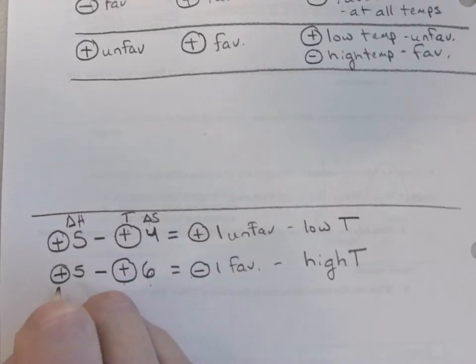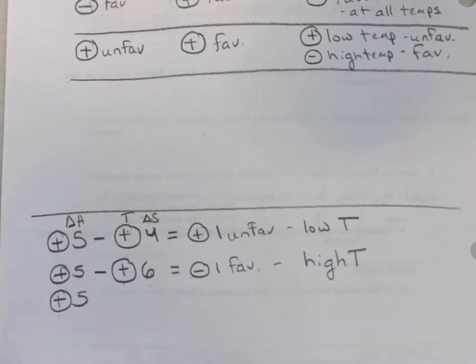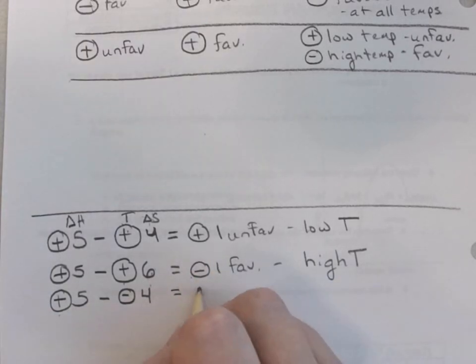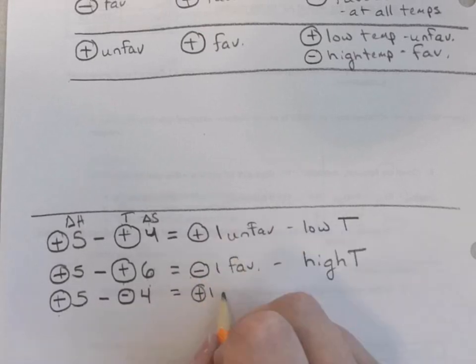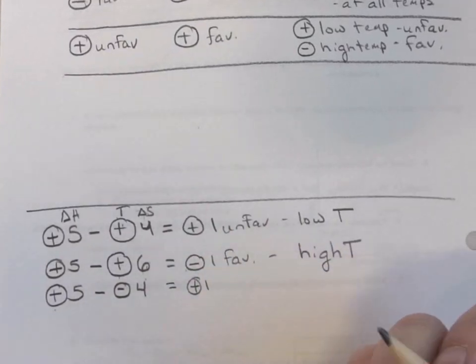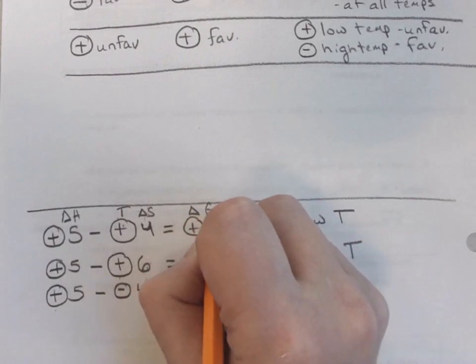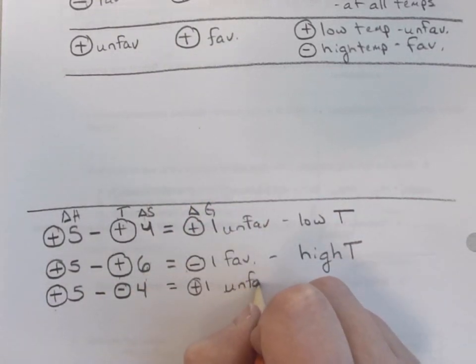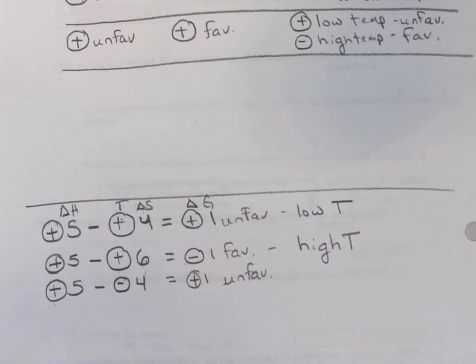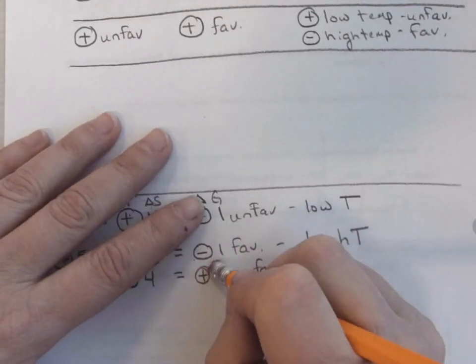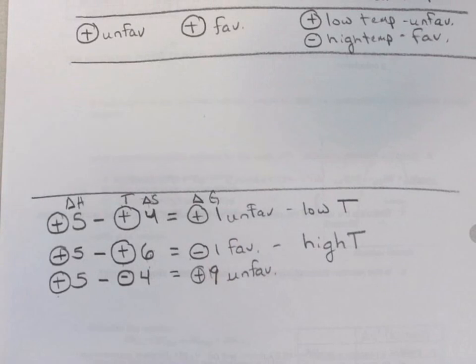All right, let's look at another situation where we have a positive delta H, and I'm just using the same numbers. We're going to use 5. And we're going to have a negative delta S. Positive 1. Favorable or unfavorable? For delta G, right? Delta G needs to be negative, so this is unfavorable. Oh yeah, this equals 9. This is really unfavorable. Right?